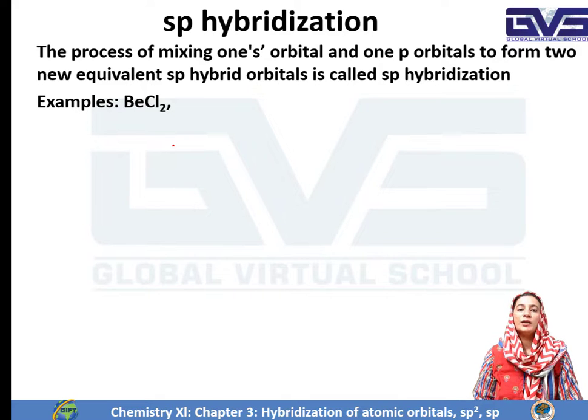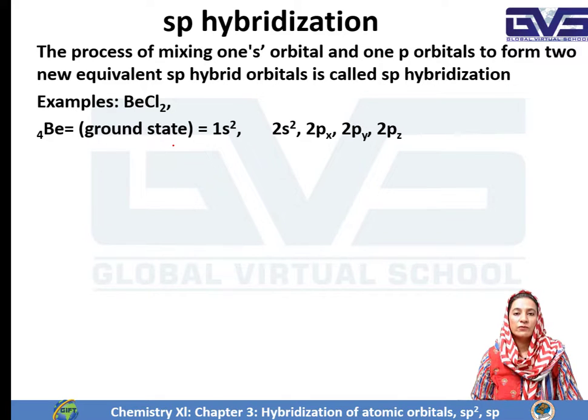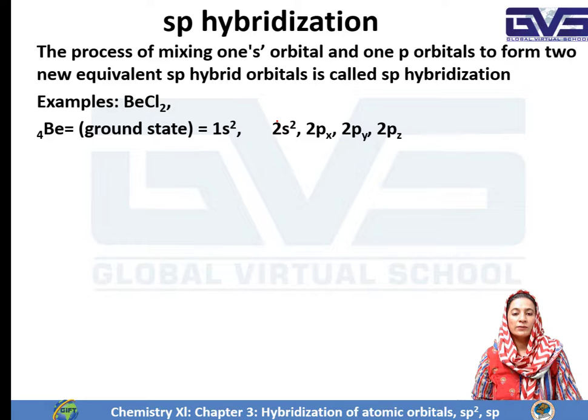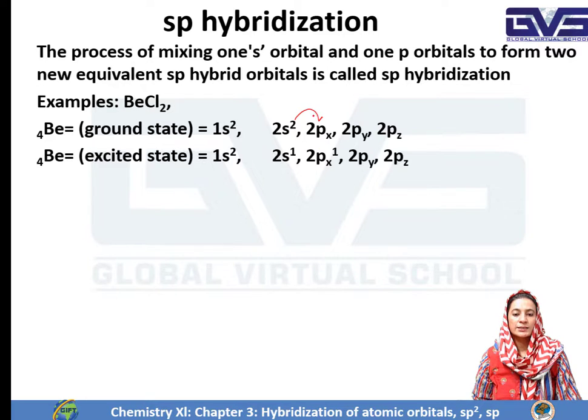The atomic number of beryllium is 4 and its electronic configuration is 1s2 2s2. So it has no partially filled orbital and it should not form a bond, but actually it forms two stable bonds to other atoms. One of the electrons is excited from 2s to 2px. The 1s electrons are not participating in any bond formation, so there is no need to write them here.